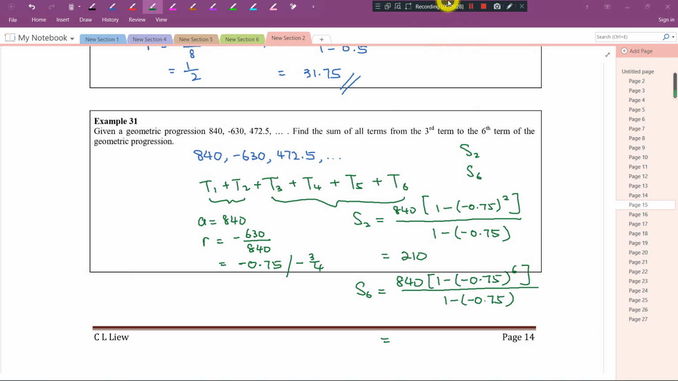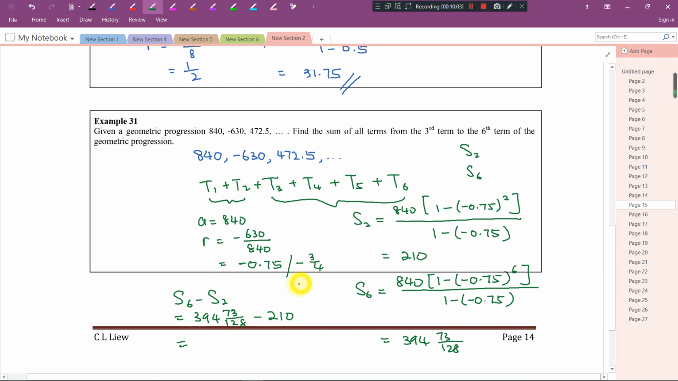Okay, this is a very long decimal. You can change it to a fraction, which is equal to 394 and 73 over 128. So now we are looking for S6 minus S2, right? S6 is equal to 394 and 73 over 128 minus S2, which is 210. Okay, so the answer is 184 and 73 over 128. This is the final answer for this example.